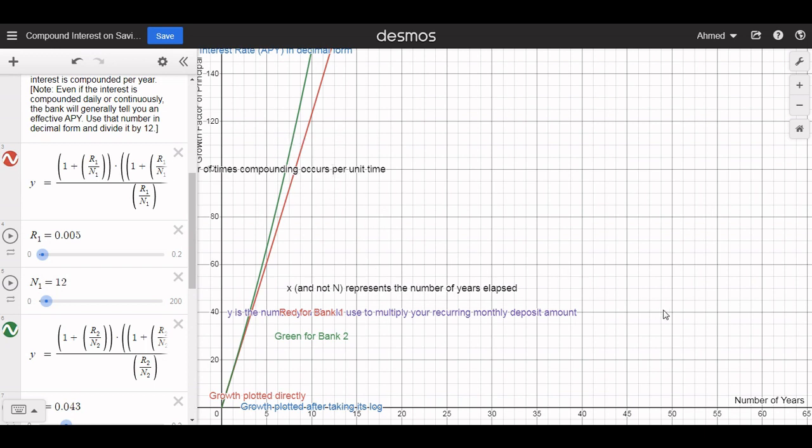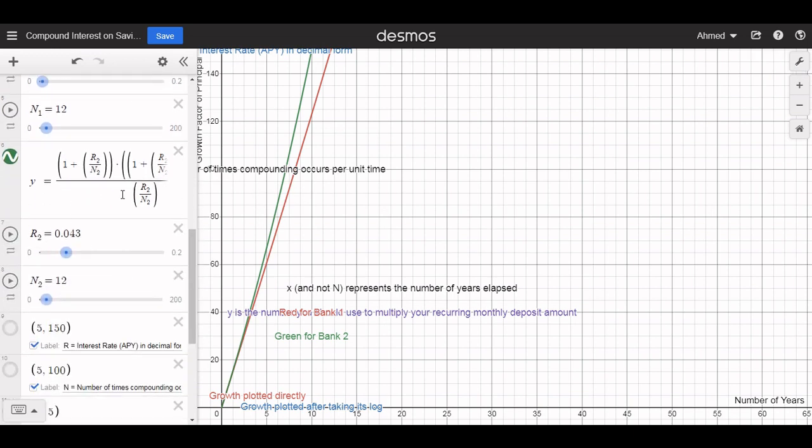Remember, we wanted to apply a logarithm, or take the logarithm, of these exponential functions. Now we can do that mathematically and write the equation. We can take the log of the function and then plot the log versus the independent variable here, which is years, with parameters interest rate and compounding frequency. But it's still kind of hard to see.